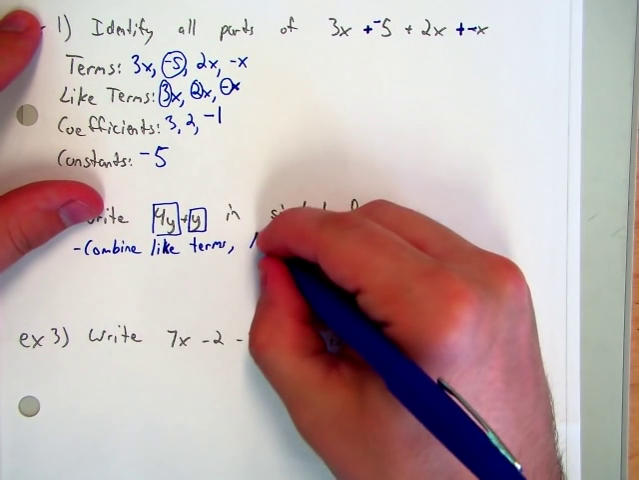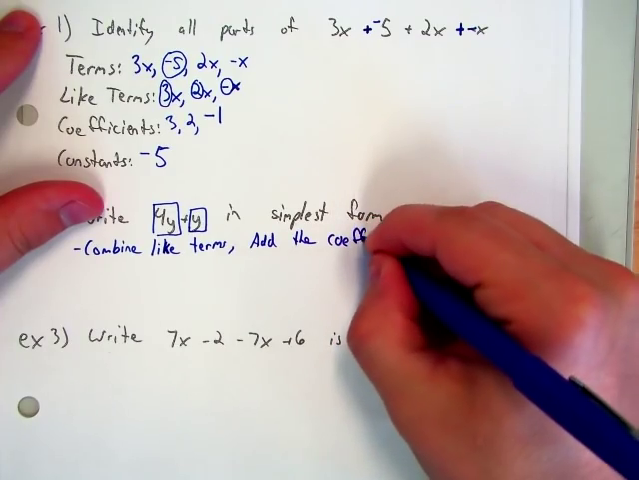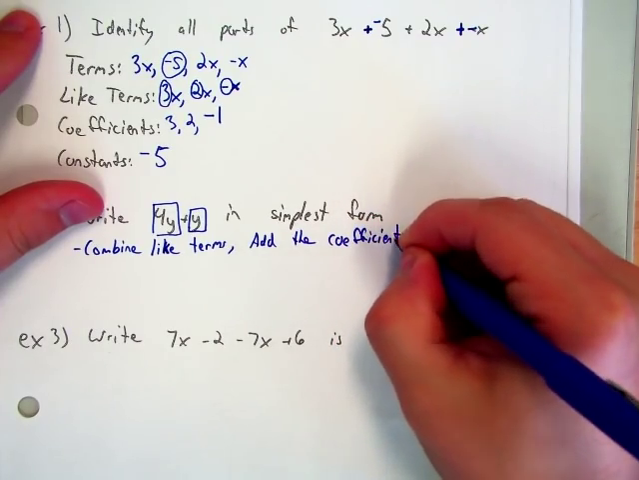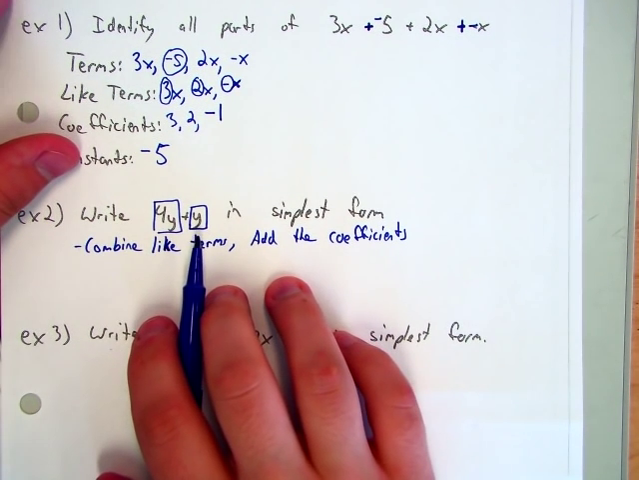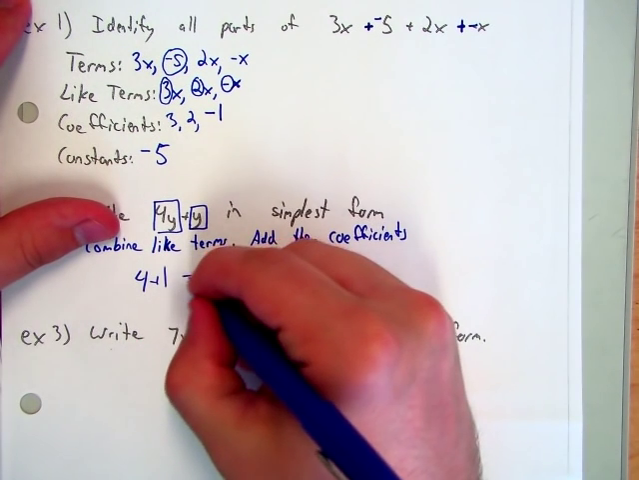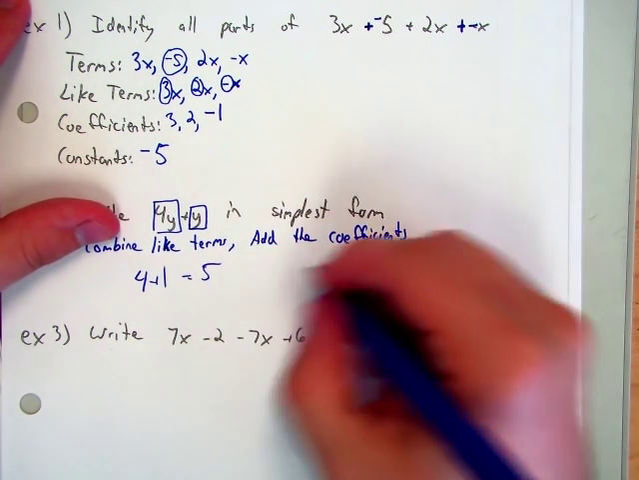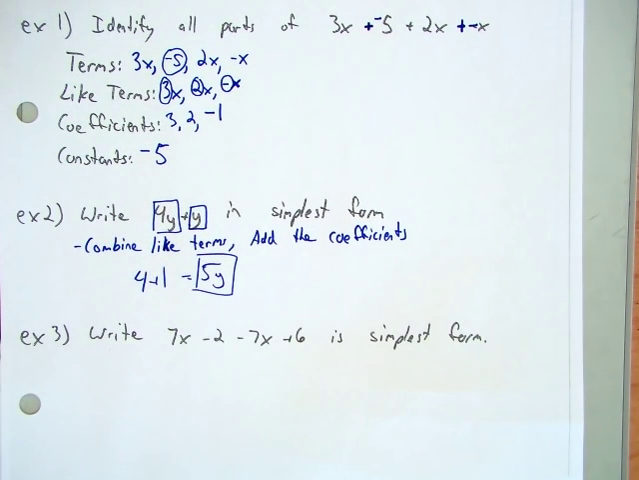Which means we add the coefficients. So 4y and y are like terms. The coefficients are 4 and 1. So I would do 4 plus 1 to get 5. And then I would keep the variable. So 4y plus y is 5y.